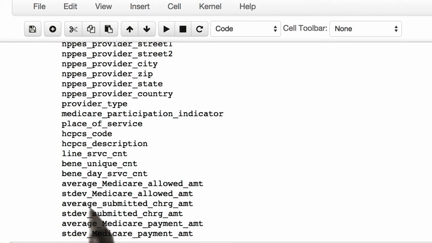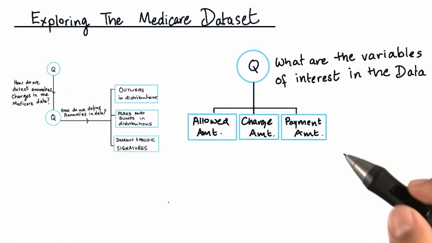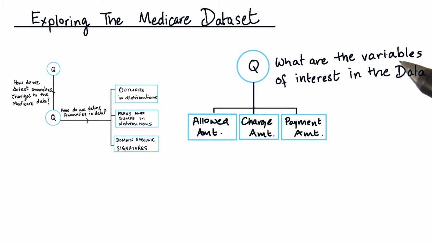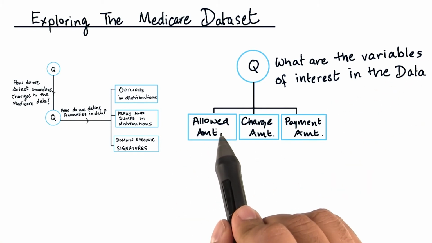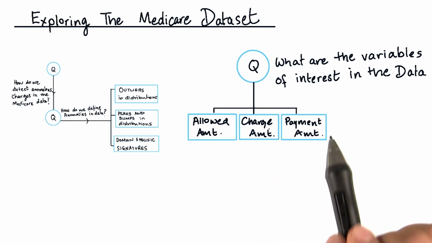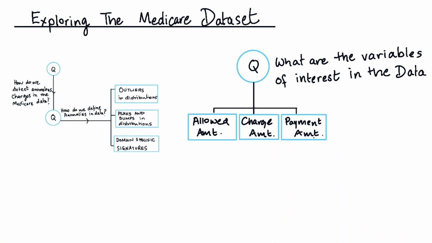We can use the standard deviation of the Medicare allowed amount and the submitted charge amounts and the payments amount as inherent irreducible variance in the average charges. After looking at the variables of interest in the dataset, we came to the conclusions that the allowed amount, the charged amount, and the payment amounts might be of interest for our investigation.